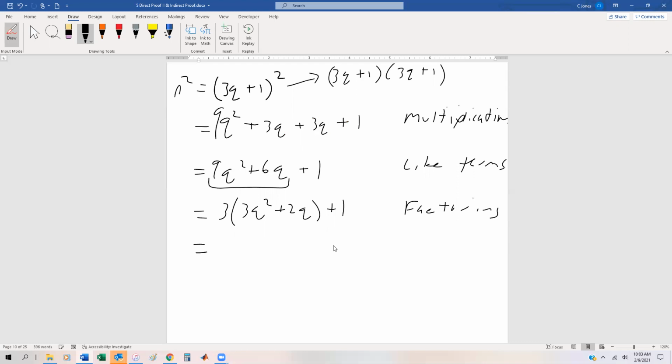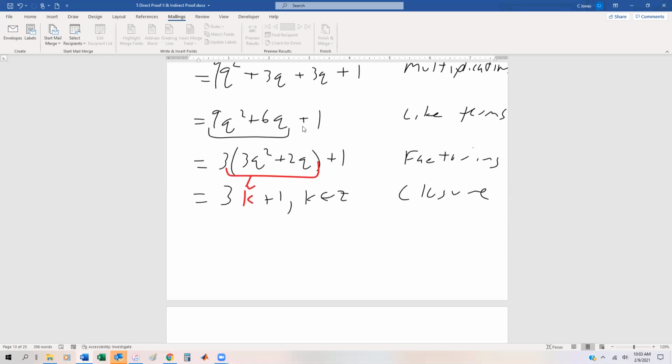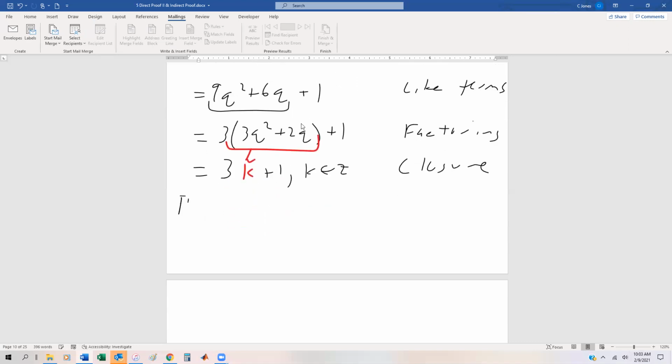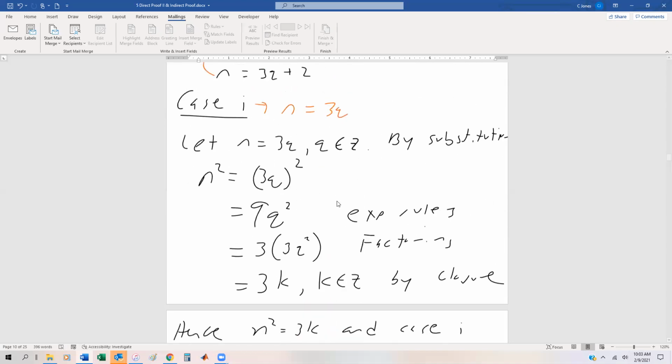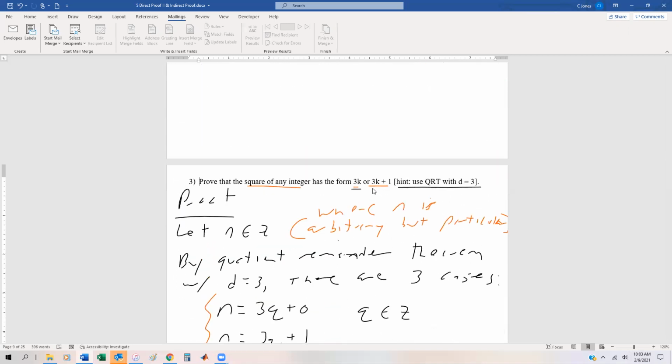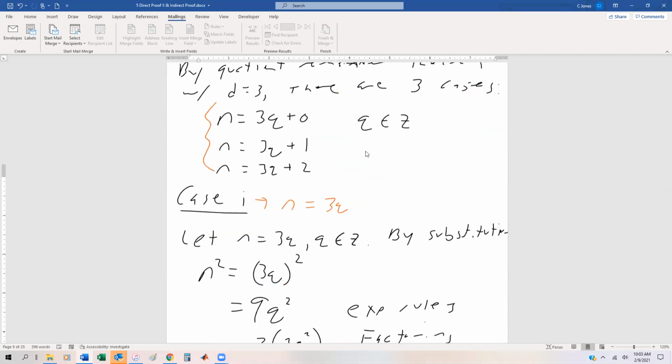And then we can just use the closure trick where this is going to be 3k plus 1, where k is in Z, right? And it's by closure of integers. And so we can say thus, n squared equals 3k plus 1. And remember, that was one of the 2 cases that we were hoping for. So we go all the way back up here, and it's of the form 3k plus 1. So we're done with this.